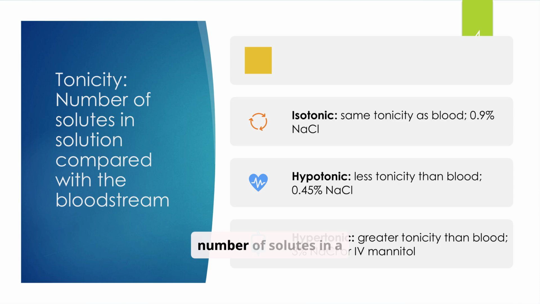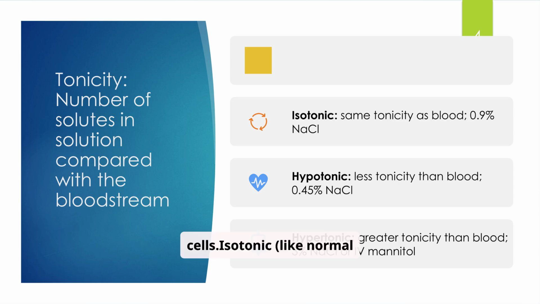Tonicity refers to the number of solutes in a solution compared with the bloodstream. Isotonic solutions like 0.9% sodium chloride have the same tonicity as blood. Hypotonic solutions such as 0.45% sodium chloride have less tonicity, causing water to shift into cells. Hypertonic solutions like 3% sodium chloride or IV mannitol have greater tonicity, drawing water out of cells.